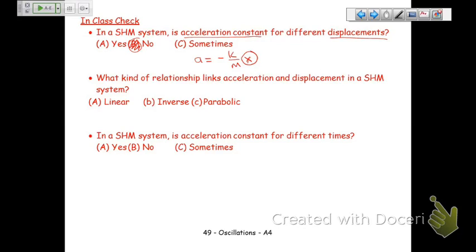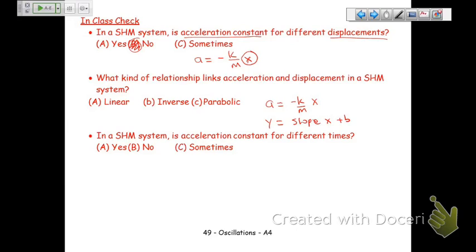What kind of relationship links acceleration and displacement? I'll do this one. Well, let's have a look. A is equal to minus K over M times X. Well, that looks a bit like Y is equal to slope X plus B. Isn't that?